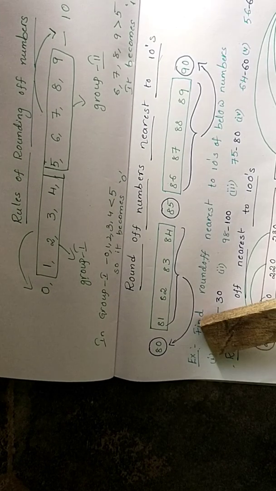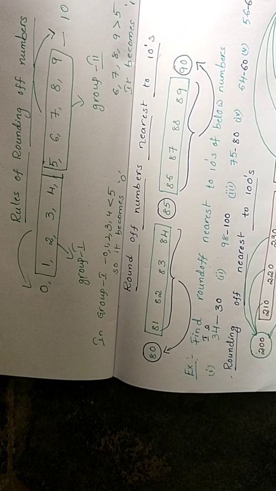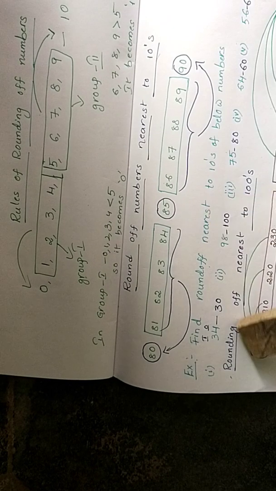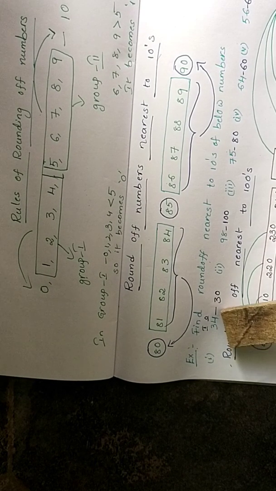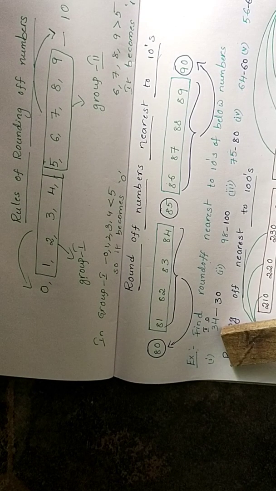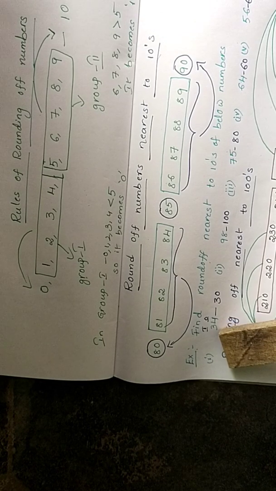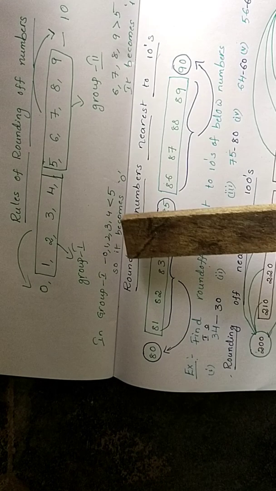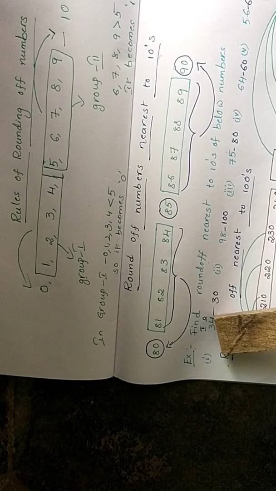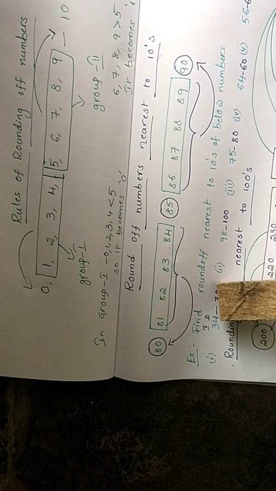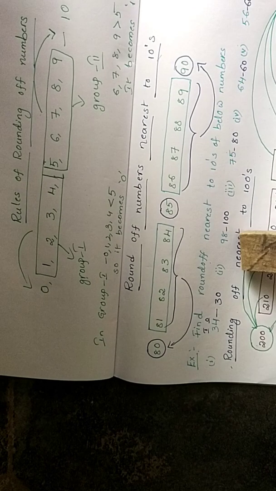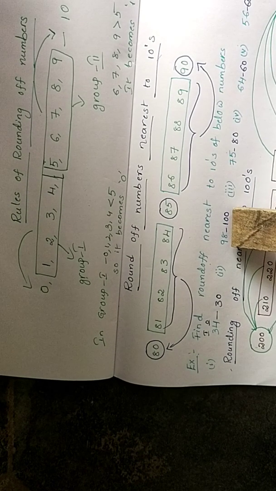Okay. Here do some problems. Find the round off nearest to tens of the numbers below. So what is the round off to tens of 34? In 34, observe the ones and tens places. You see the tens before the ones place. 4 is less than 5. So what I told, what is the condition? Less than 5 means 4 becomes 0. That's why 3 stays, and we get 30.